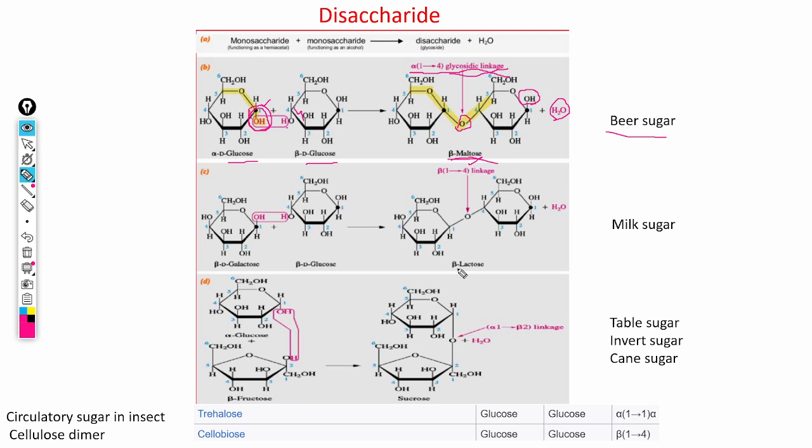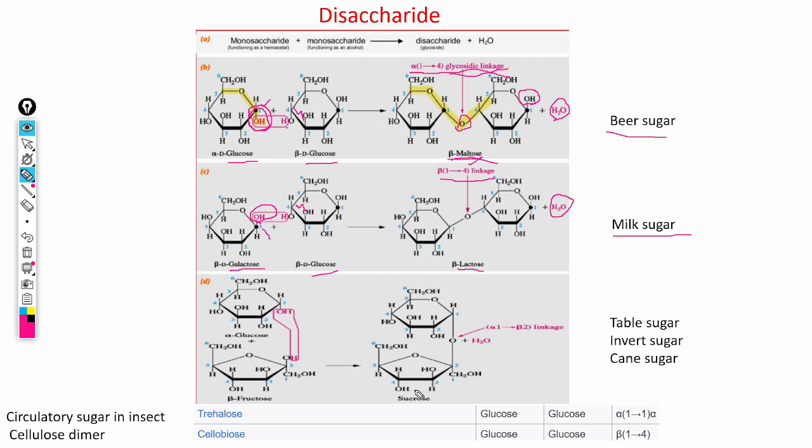The second example is lactose. The lactose is formed by galactose and glucose, and the bond is called the beta 1,4 glycosidic bond, because beta means the oxygen is present at the upper side. That's why it is called the beta, and 1,4 means the bond is formed by the first carbon and the fourth carbon. So that's why it is called the beta 1,4 glycosidic bond, and here also a water molecule is released. And beta lactose is also called the milk sugar, because the lactose is present in milk.